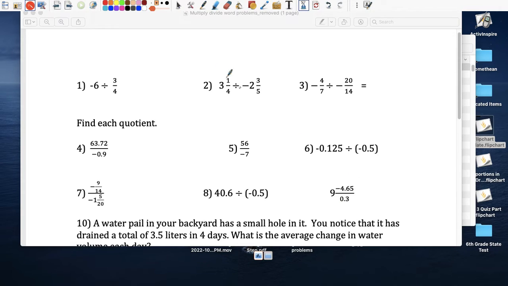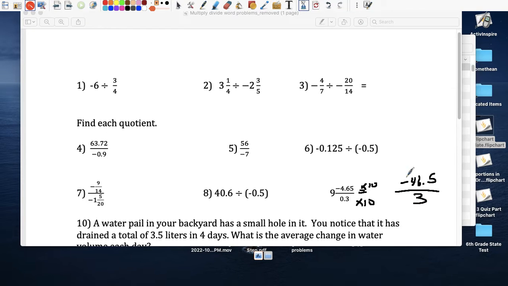What are we at? Number 9. Can I find some room over here? So, -4.65 divided by 0.3. So how many times can 30 cents go inside $4.65? That's what the question is saying. So I'm going to change this. I'll multiply the bottom by 10, and I'm going to multiply the top by 10. If I do that, my denominator becomes 3, and my numerator becomes -46.5.